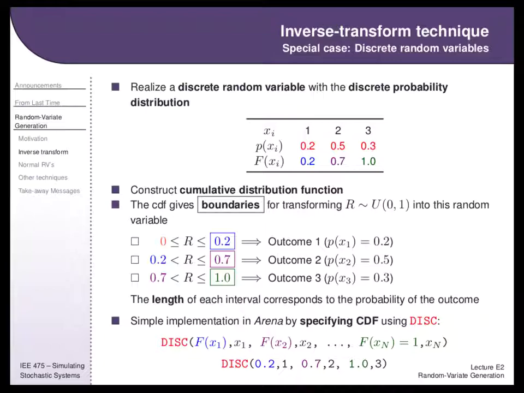All right. So any questions about this, about how you could go from a probability mass function to an outcome, and how you might encode that in Arena so that it can do this process for you?